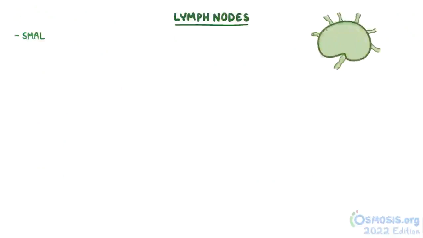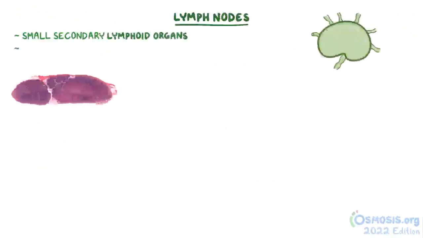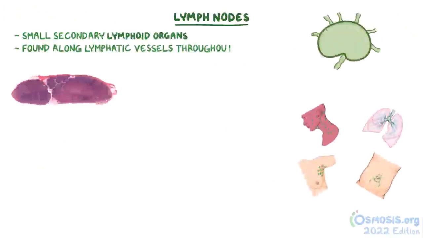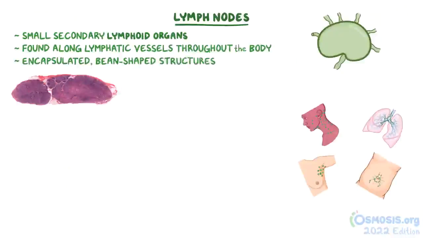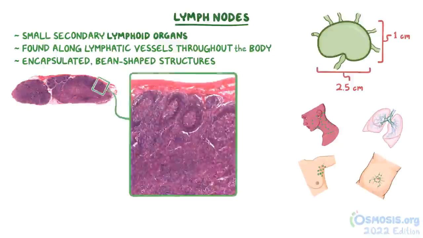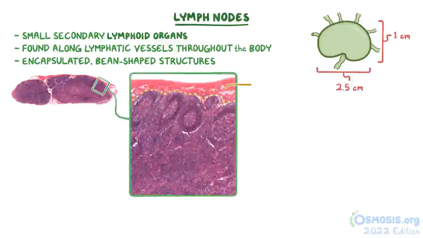Lymph nodes are small secondary lymphoid organs that are found along lymphatic vessels throughout the body. They're encapsulated, bean-shaped structures that usually have a diameter of about 1 centimeter along the short axis and 2.5 centimeters along the long axis. And they support the immune system by filtering the lymph in order to identify and fight infections.